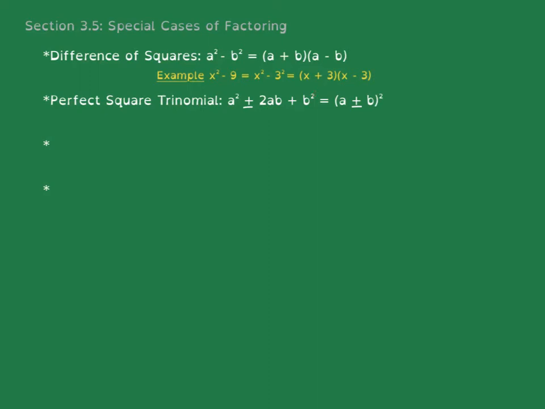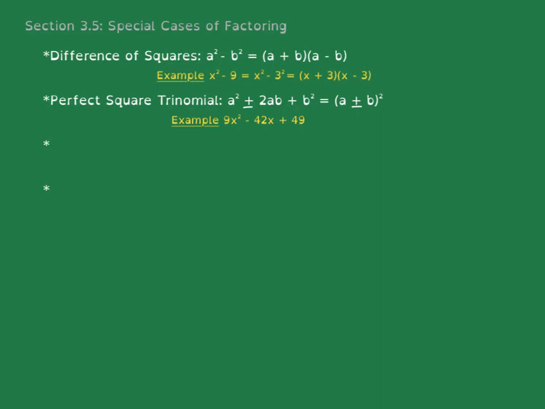When we go to factor it, it all depends on what sign was in front of our 2ab term to determine what sign we put here. Again, the sign here, plus or minus, should match what was here. It would factor to a plus or minus b quantity squared. Let's look at a quick example of this one.